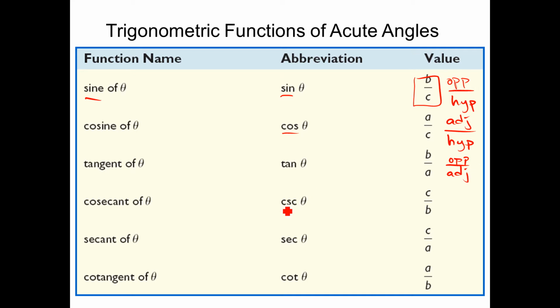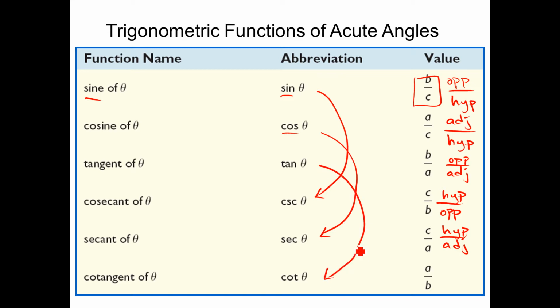And then cosecant is the flip of sine. So cosecant will be hypotenuse over opposite. Secant is the flip of cosine, so that's going to be hypotenuse over adjacent. And lastly, cotangent is the flip of tangent, so instead of opposite over adjacent, it's adjacent over opposite.